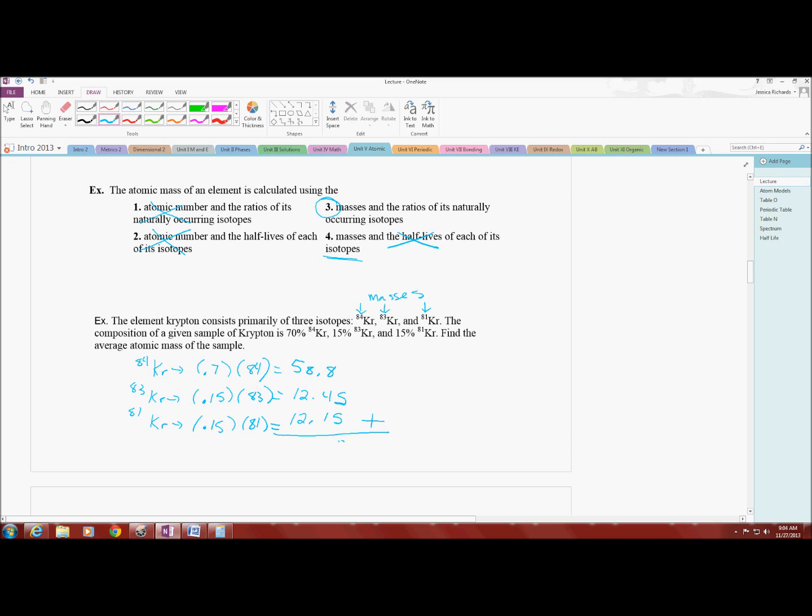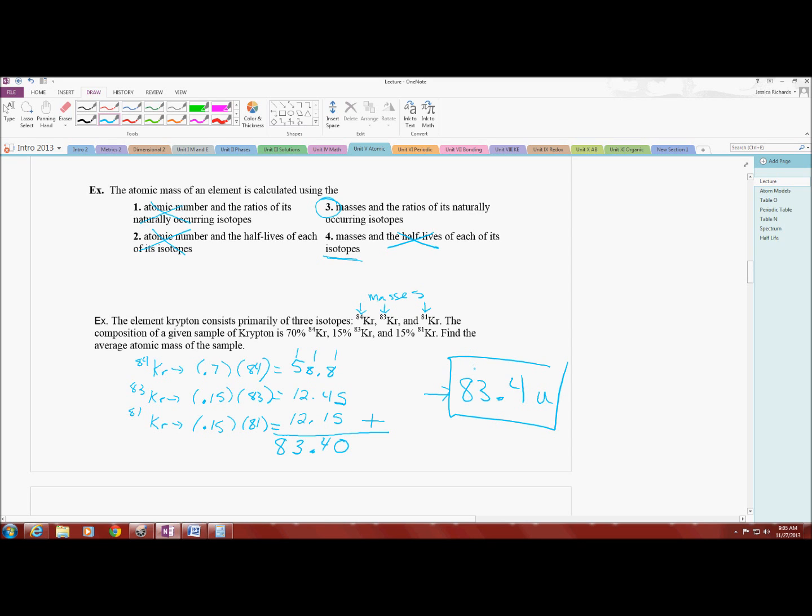So 5 and 5 is 10. You'd carry the 1. 8, 9, 10, and 4 is 14. We carry the 1. 8 and 2 is 10, and 2 and 1 is 13. Carry the 1. 5, 6, 7, 8. We're just going to round it to 83.4. Leave the one decimal. AMUs is the proper unit here, or just U, which they're using now, you can also use. And that's it. It's as simple as that.